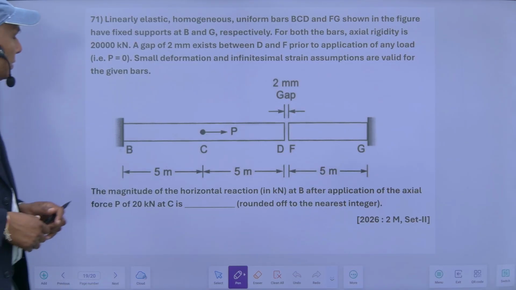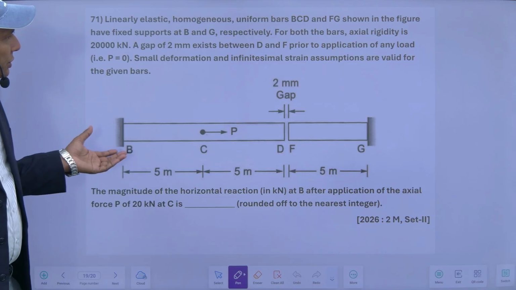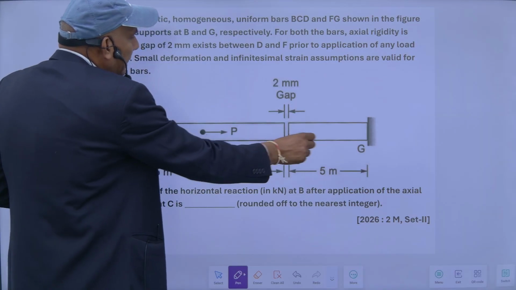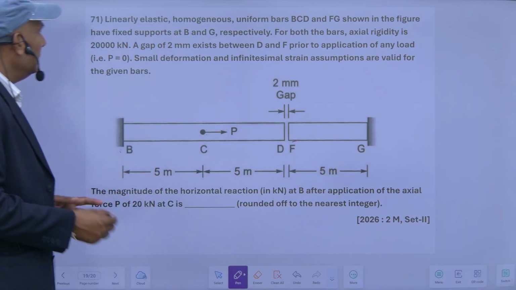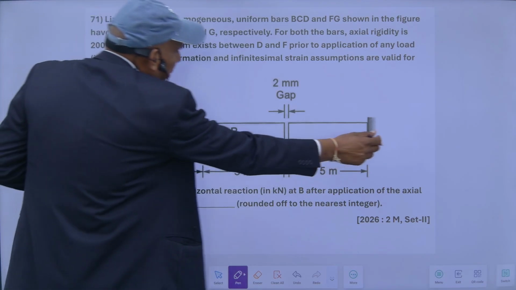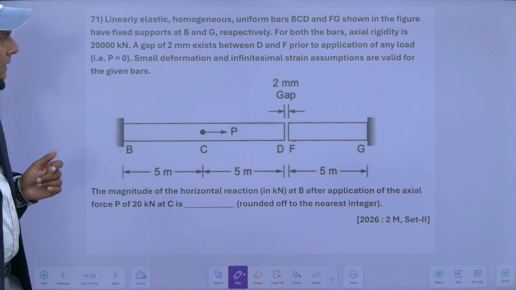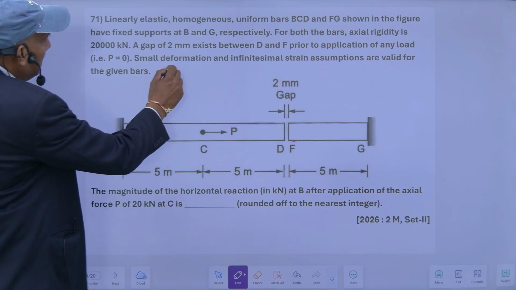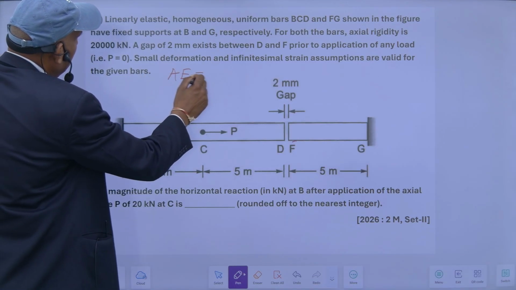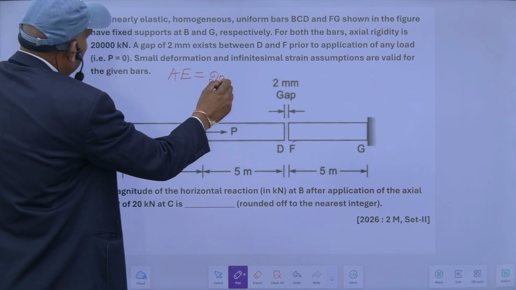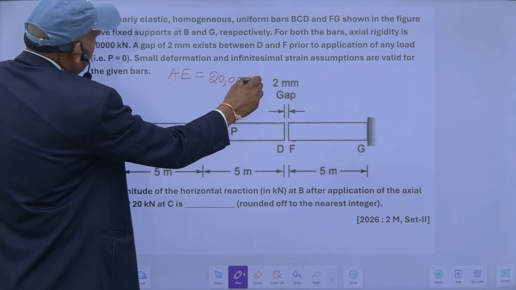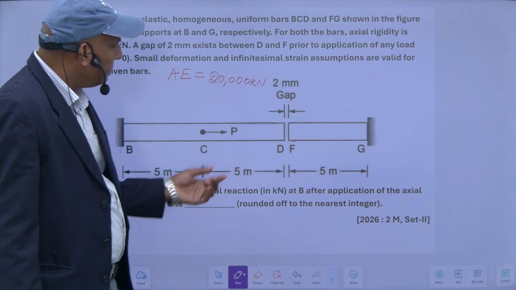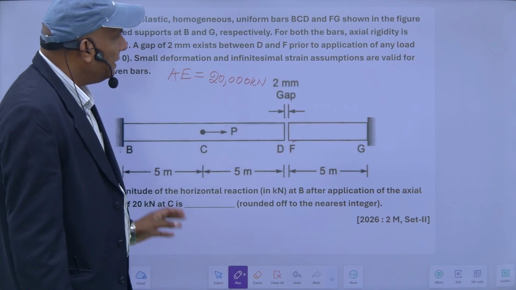So this is a question. Linear elastic homogeneous uniform bars BCD and FG, as shown in the figure, have fixed support at B and G respectively. For both the bars, axial rigidity, which means AE, is 20,000 kilonewton. A gap of 2 mm exists between D and F prior to application of any load.